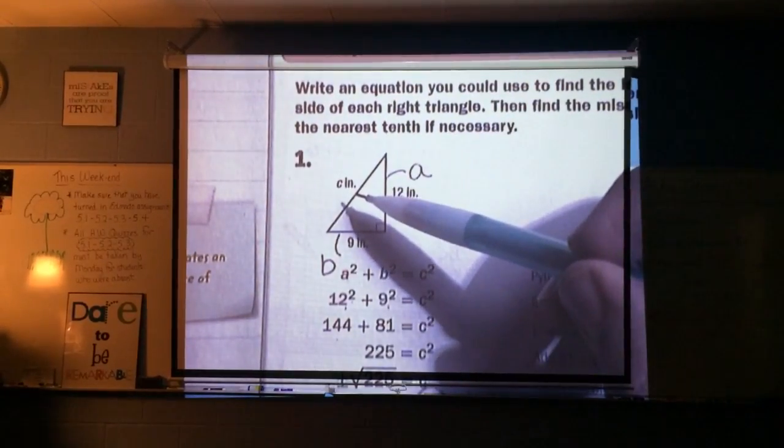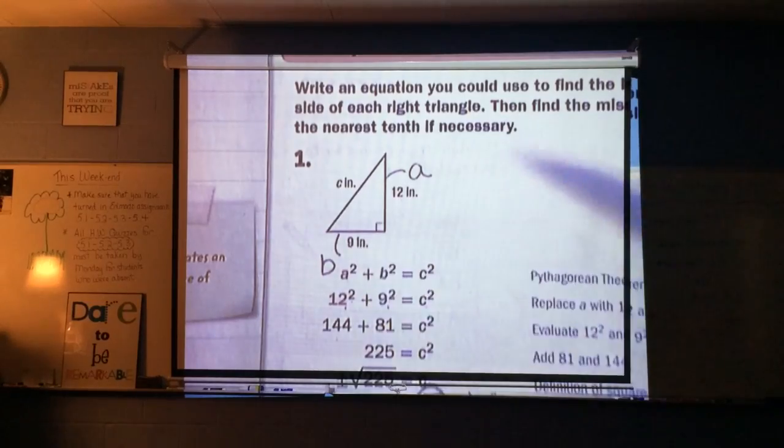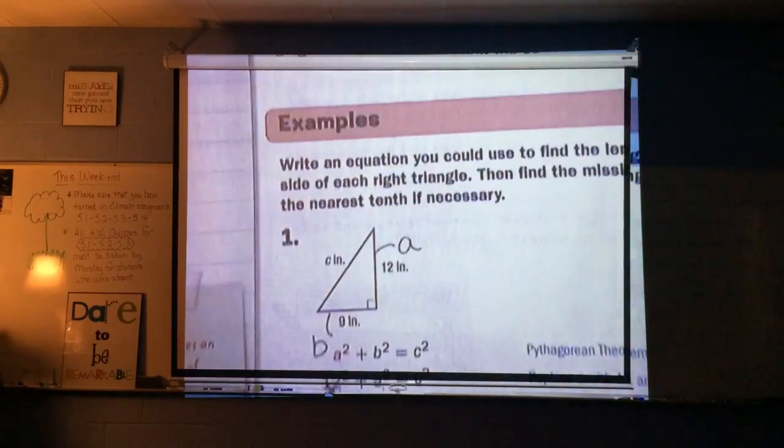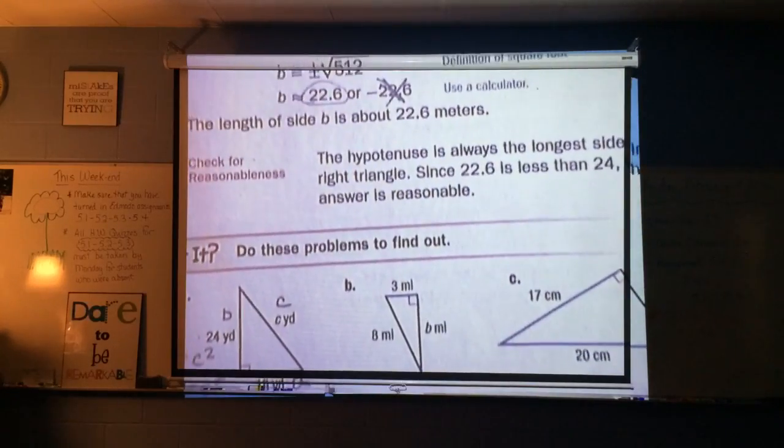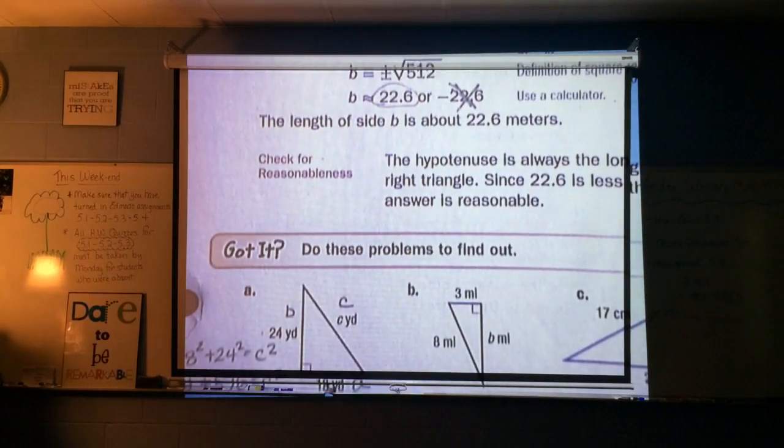One way to check this is to make sure that it is longer than the two legs because the hypotenuse has to be the longest side. Go ahead and pause the video and try to complete the gadgets for A, B, and C.